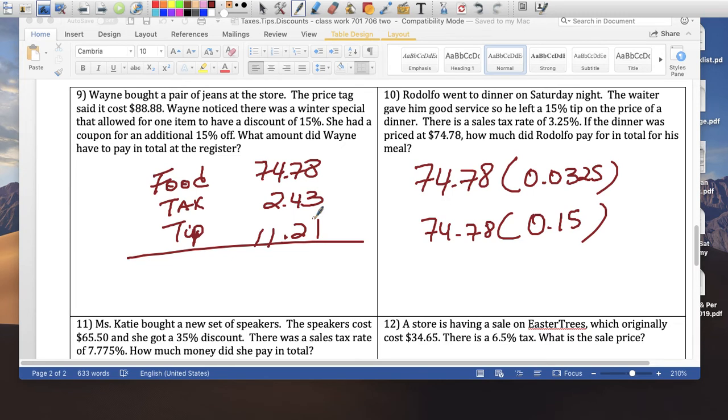7.78 plus 2.43 plus 11.21. And that's going to give us a grand total of $88.42.